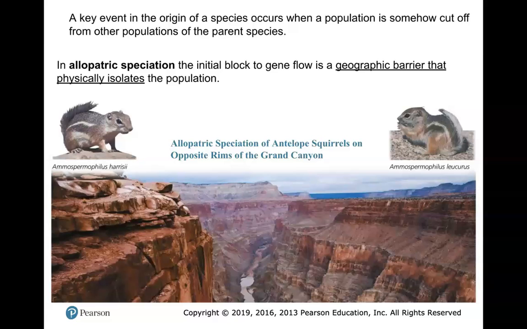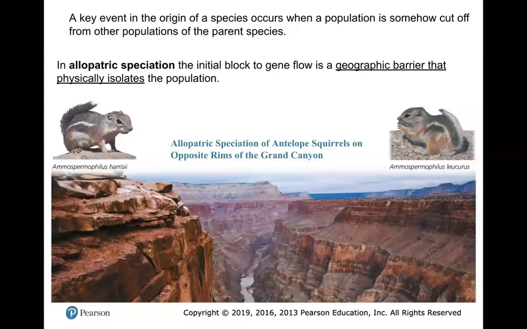So what can lead to a different species? A key event could be when that population is cut off from its parent population. So let's say that there's an event where that new population is taken away from that original parent population. For instance, let's say that there's a geographic barrier, a mountain range, for instance, or an earthquake leading to a physical isolation. That is called an allopatric speciation event.